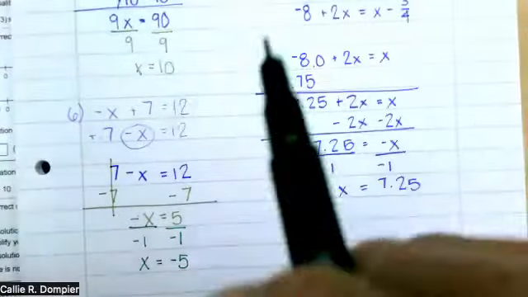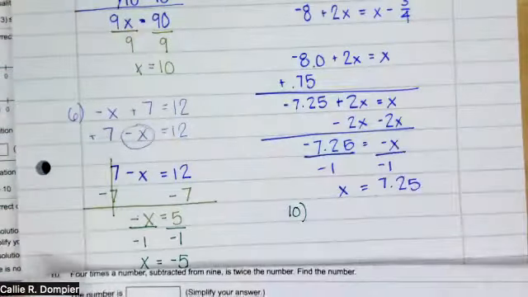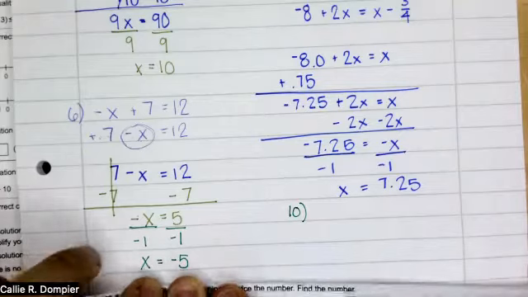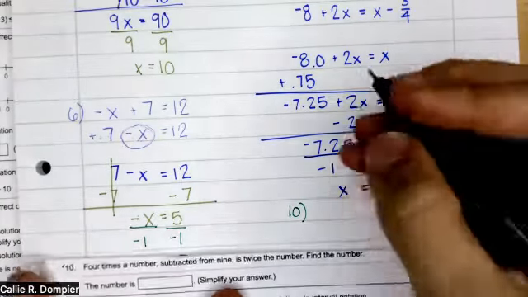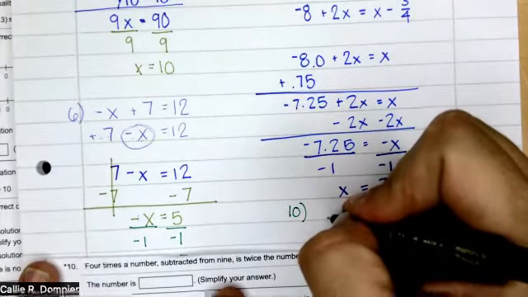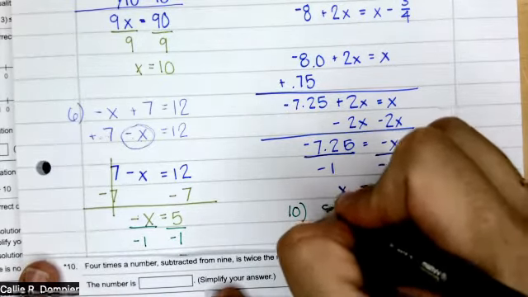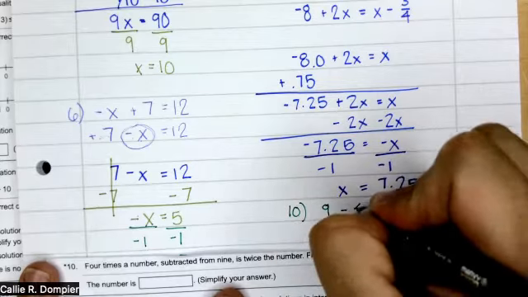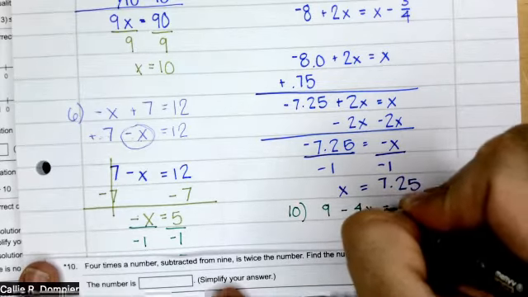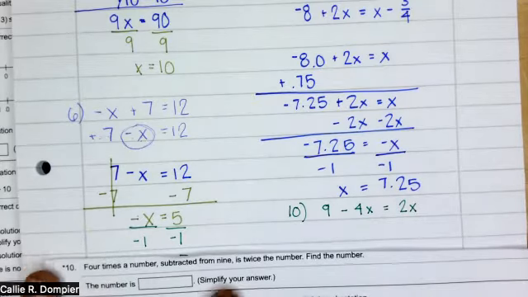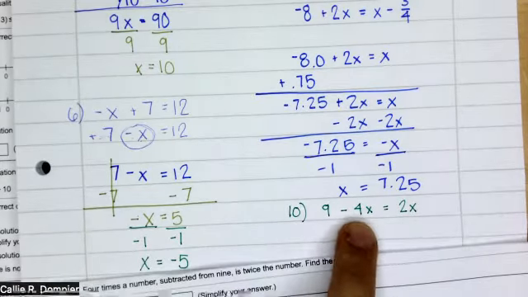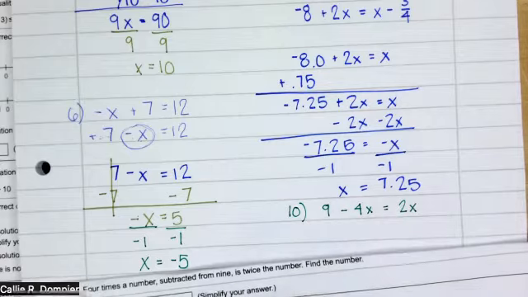Number 10 asks us: 4 times a number subtracted from 9 is twice the number. 4 times a number subtracted from 9 is twice the number.